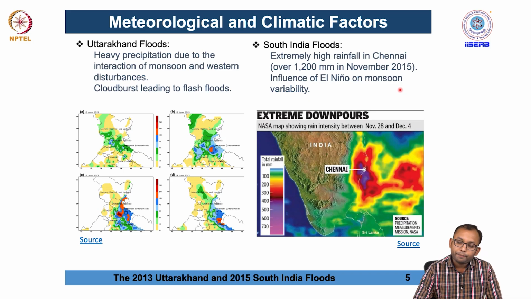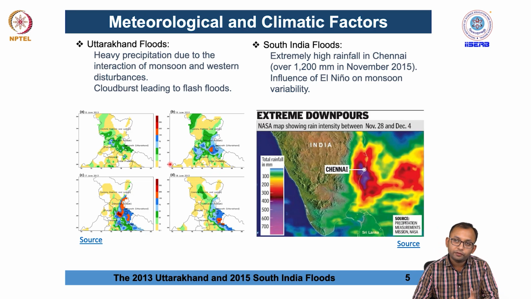What are the meteorological and climatological factors? In the Uttarakhand flood particularly, there was heavy precipitation due to the interaction of the monsoon and western disturbances, and there was a cloudburst leading to flash floods and the glacial lake outburst event, which caused very significant damage in this region. You can see the images here. On 16 June, there was a very significant amount of rainfall close to the Mandakini valley, and also on 17 June and 18 June. So you have a very significant rainfall event, and on top of that you have the glacial lake outburst event. These cascading events caused the very significant damage and floods in 2013.